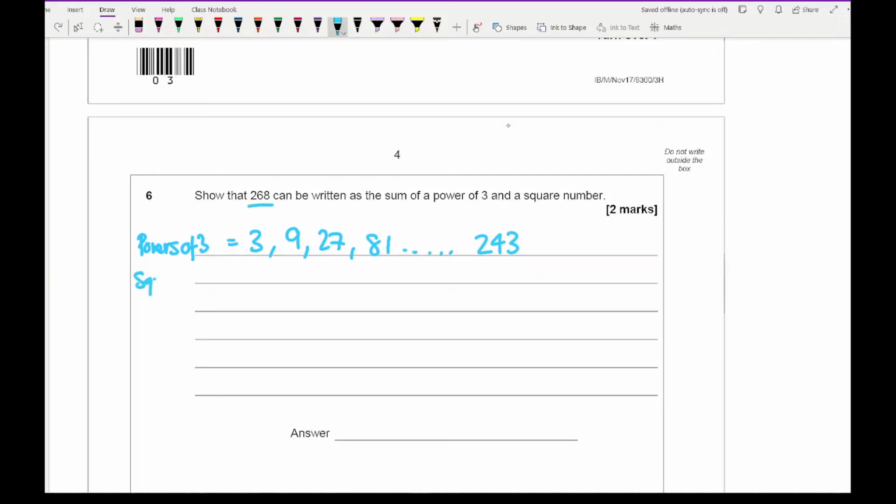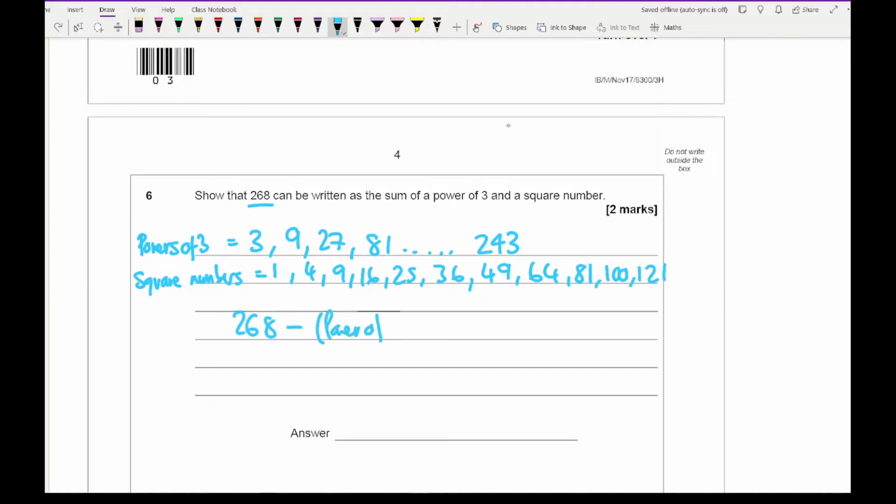Then if I go for my square numbers, I want to go for 1, 4, 9, 16, 25, 36, 49, 64, 81, 100, and I could carry on. So what I'll do now, I personally would start with powers of 3. So simply do 268 minus a power of 3, and then see if the answer gives you a square number, which you should be able to spot more readily than a power of 3.